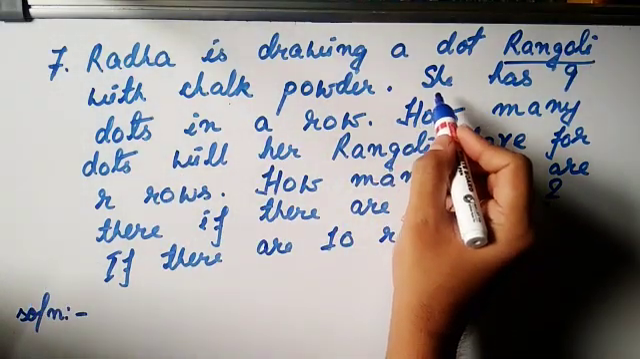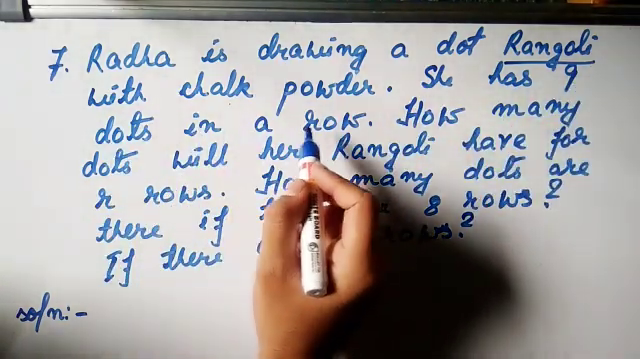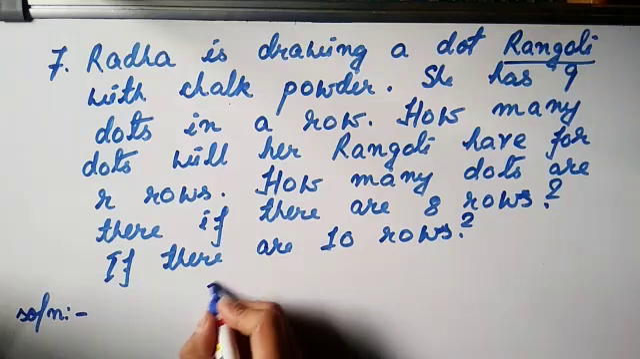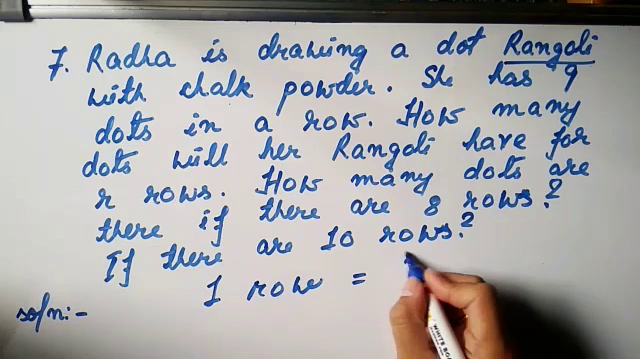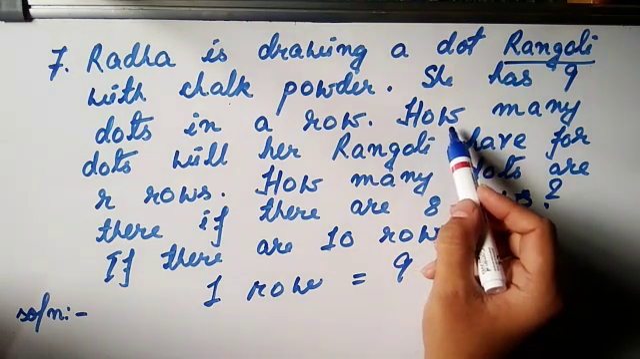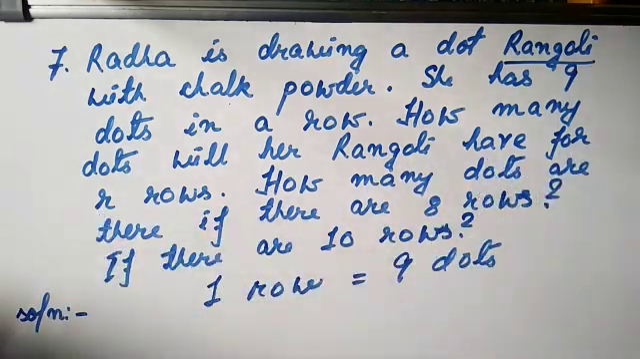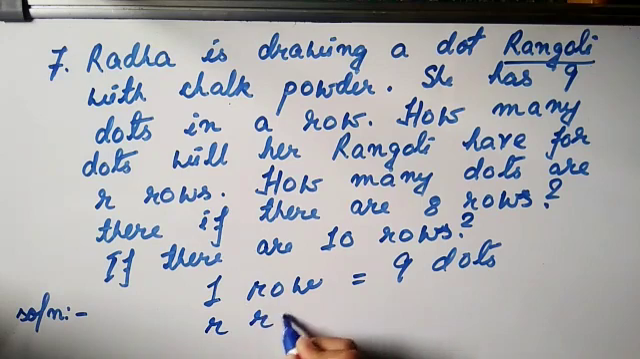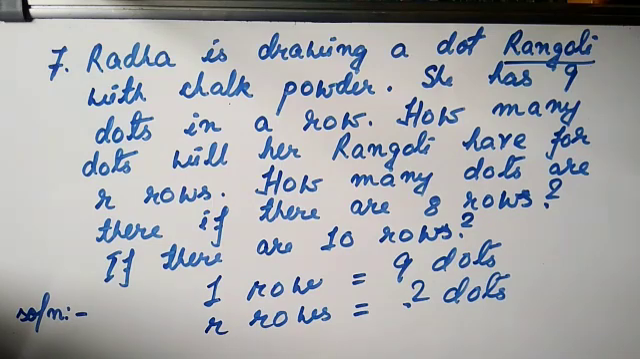Then it says C. C means our friend Radha. She has 9 dots in a row. So in her rangoli, in one row, our friend Radha has how many dots? 9 dots. 9 dots in one row. And it further asks us to find how many dots will her rangoli have for r rows. So instead of one row, if there are r rows, how many dots will be there? Understood? This is our first question.